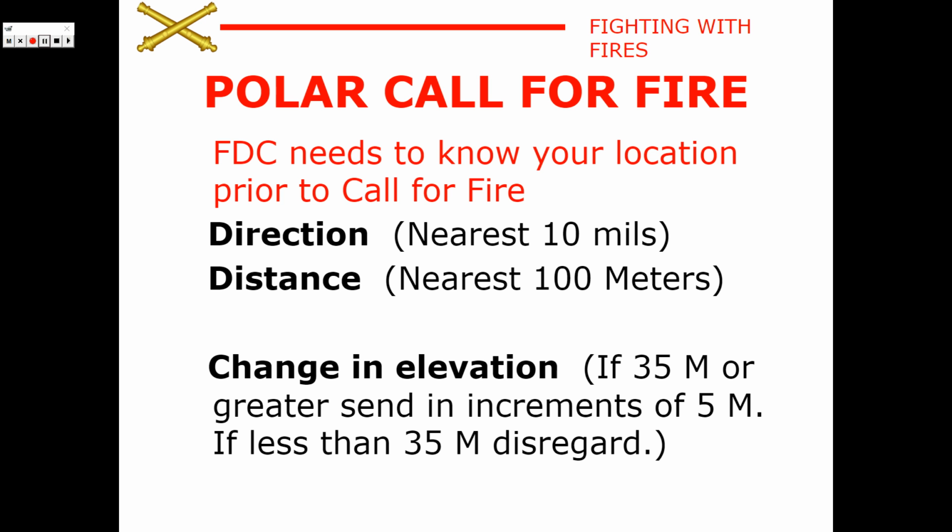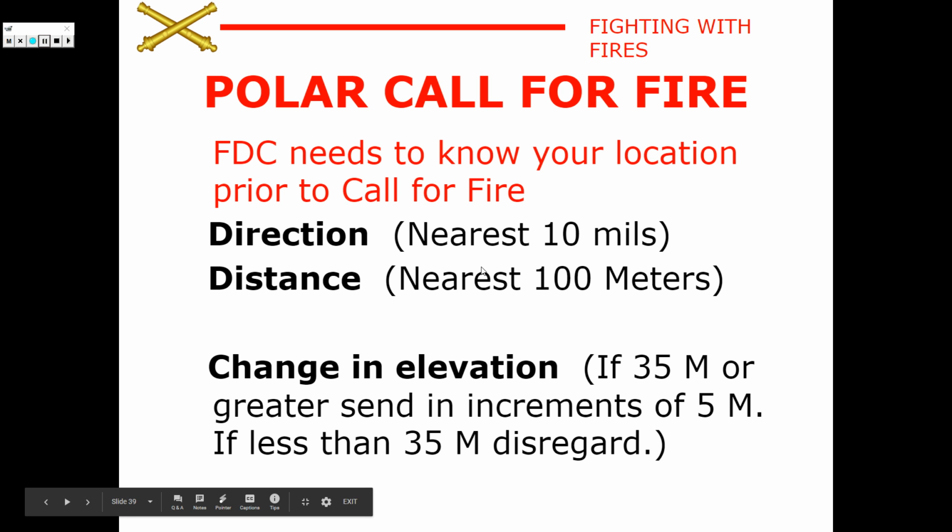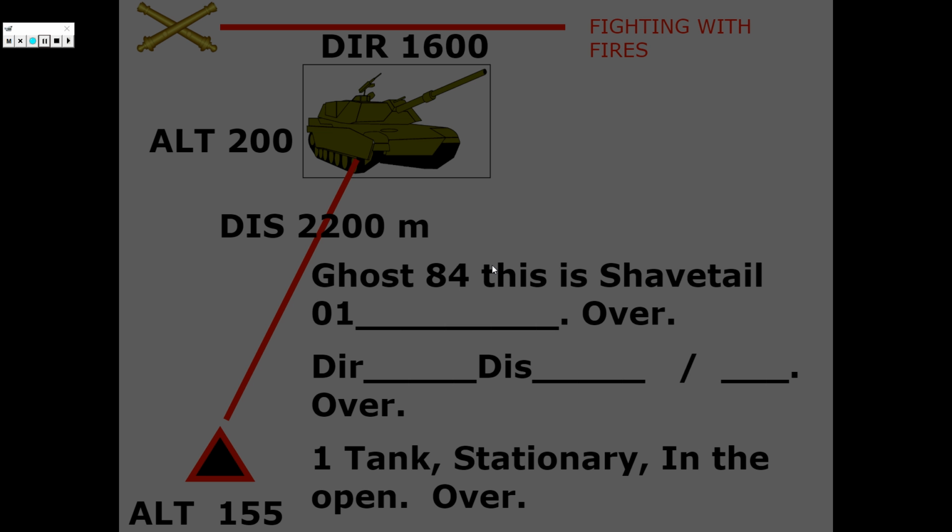To do that, you need direction and distance. Those are mandatory every time. If you have a change in elevation of greater than 35 meters, either up or down, you need to send that change in elevation. But direction and distance are mandatory. As I mentioned in the first video, Scatatuck is kind of flat. You may find that you're not going to see a 35 meter elevation change.